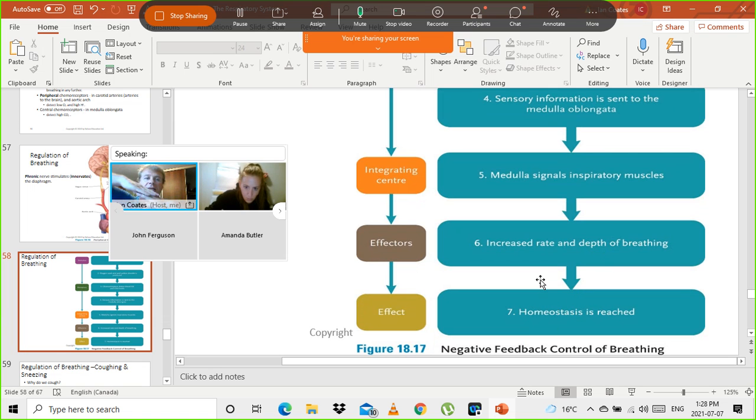It's always monitored. It's never just left alone. The body's always on the tips of its toes, okay? Always monitoring. Negative feedback control. We took that way back, I think, week 2. It's all coming back. Negative feedback.